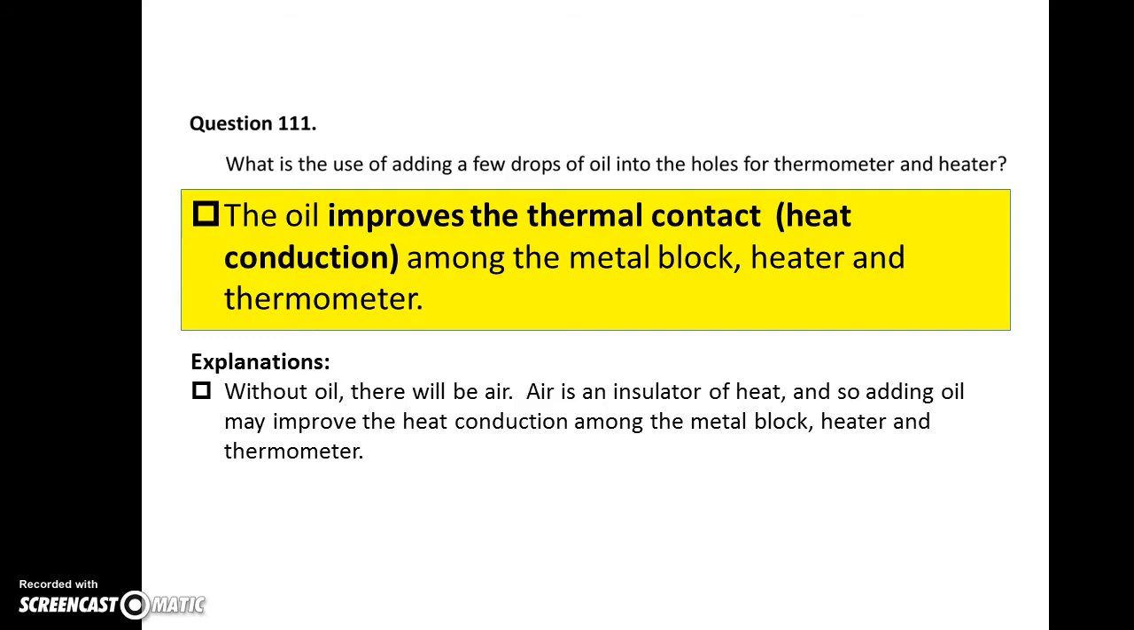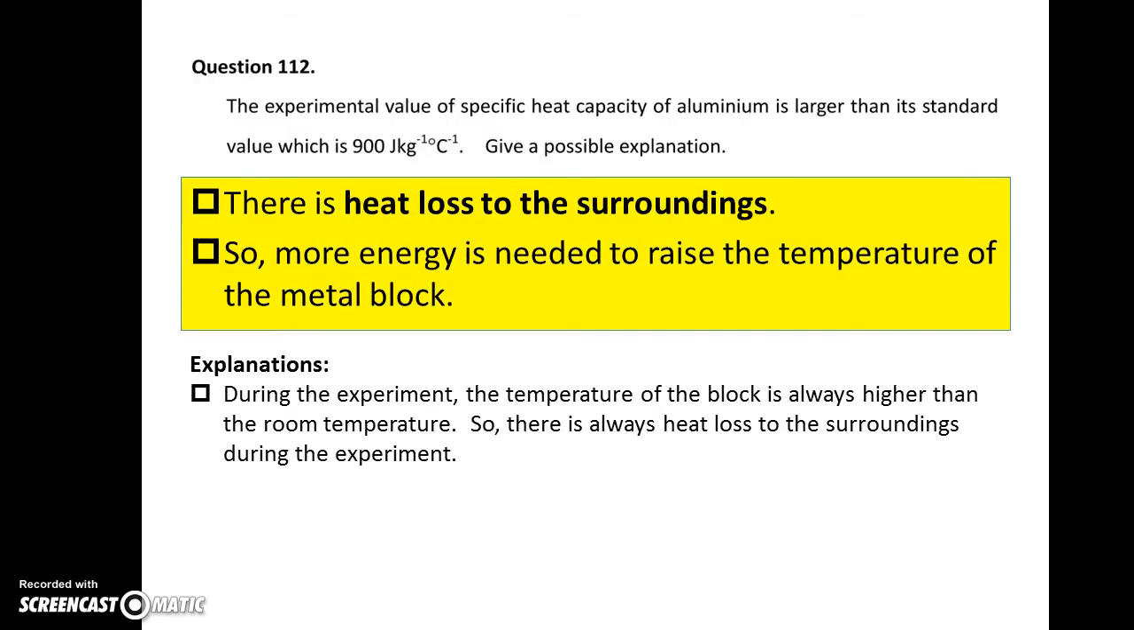Question 111. Why do we have to add a few drops of oil into the hole? Because the oil may improve the thermal contact among the metal block, heater, and thermometer, so that heat may conduct better. Question 112. The specific heat capacity of aluminium is in fact 900, but our experimental result is much higher because there's heat loss to the surroundings. So we have to supply even more energy.